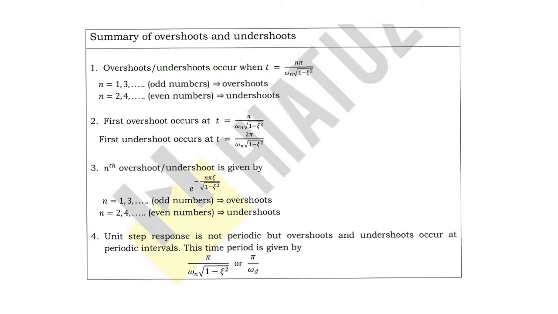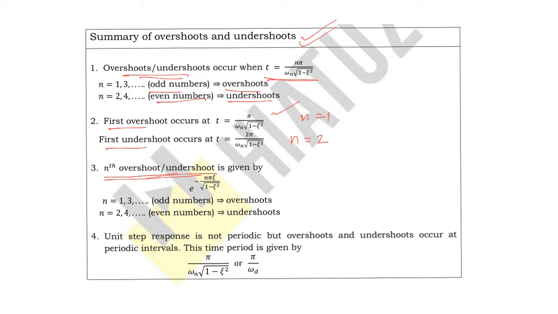Here we have a summary of overshoots and undershoots. Overshoot or undershoot will occur when t is equal to n pi by omega d. For odd numbers you will have overshoots, and for even numbers you will have undershoots. So the first overshoot will occur when n is equal to 1, and the first undershoot will occur when n is equal to 2. Similarly you can find out the value of the nth overshoot and undershoot.